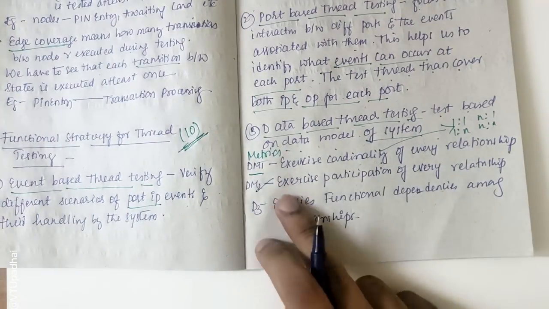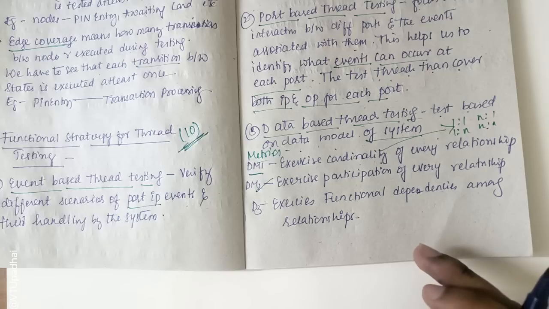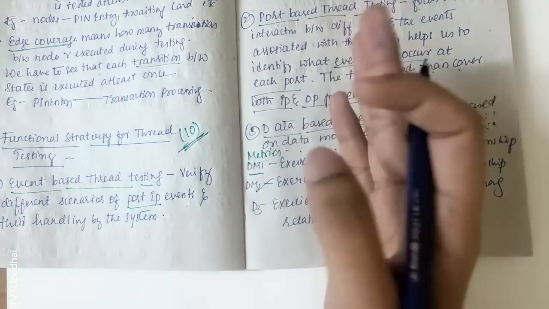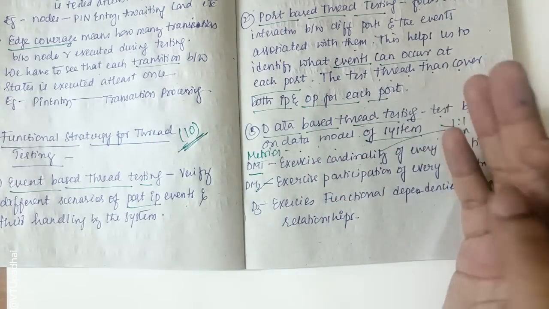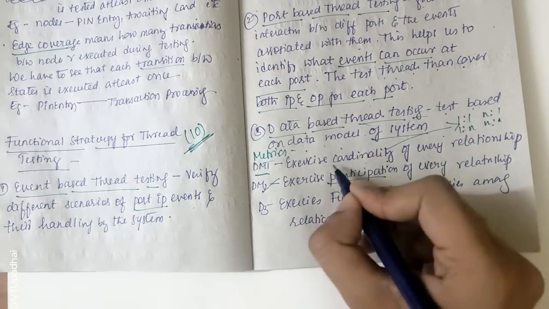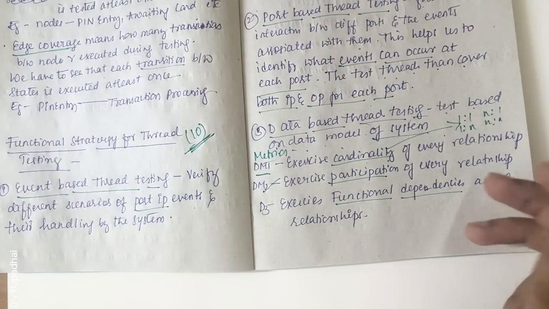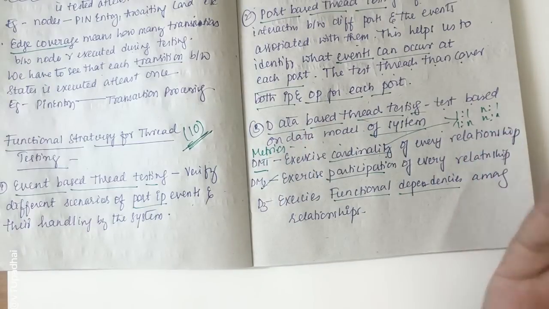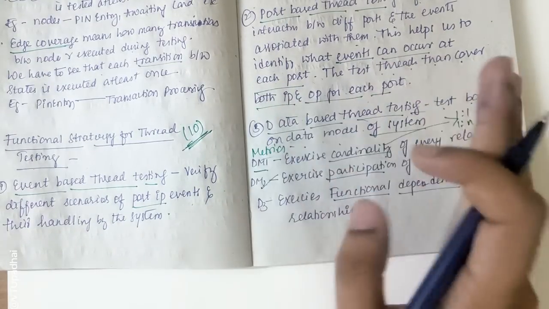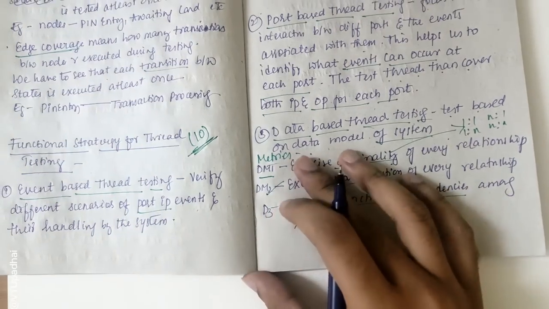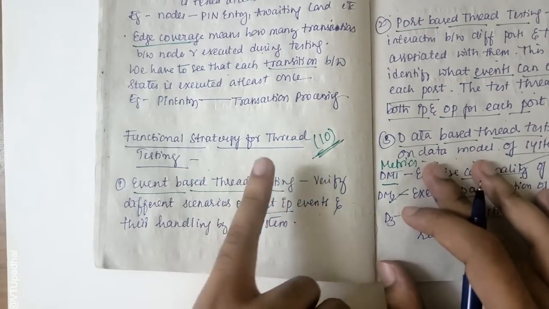Then I have exercise participation of every relation. Participation of every relation means partial participation and complete participation. We have studied it in DBMS, so the same thing here. Then I have functional dependencies. Again, we know if X is dependent on Y or Y is dependent on X. This is also a general thing to write, provided that you know all these concepts which we studied in DBMS. So this was about the functional strategy for thread testing.